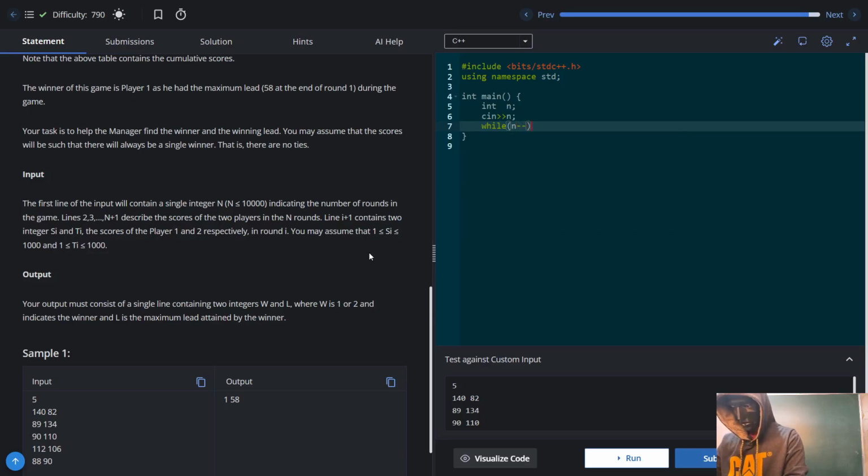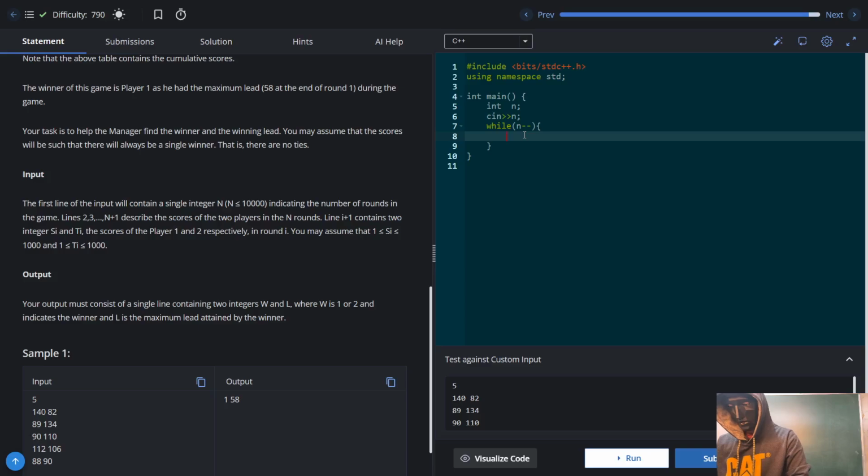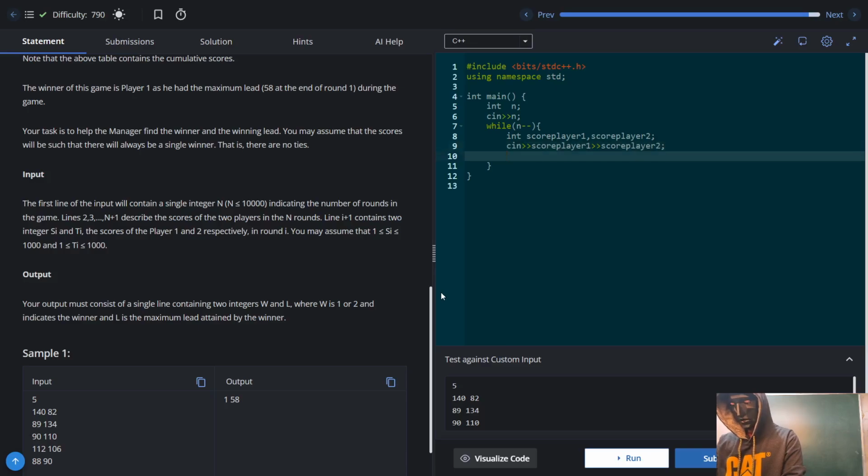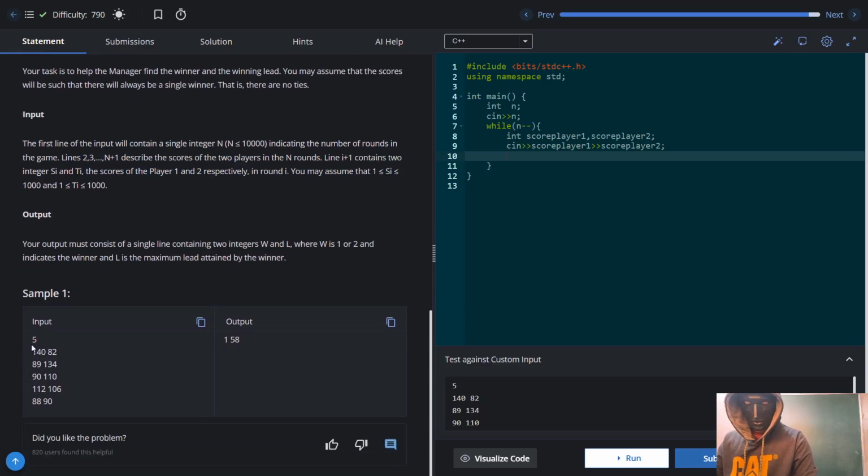So in each round, I'll be moving through the rounds, and in each round they have two integers. Let me call them score of player 1 and score of player 2, and I'll be taking their values. In each round we are taking the score of both the players. And yeah, this is the input. I'll be telling you what the example is about.